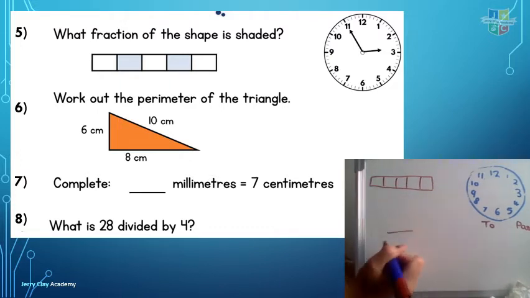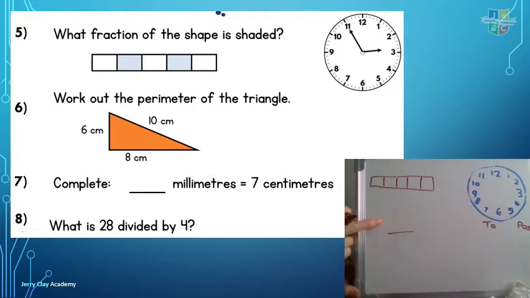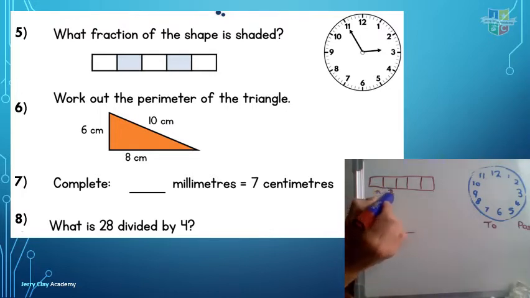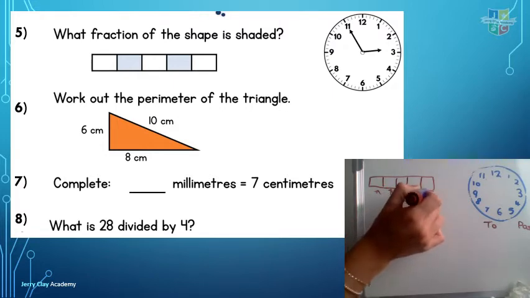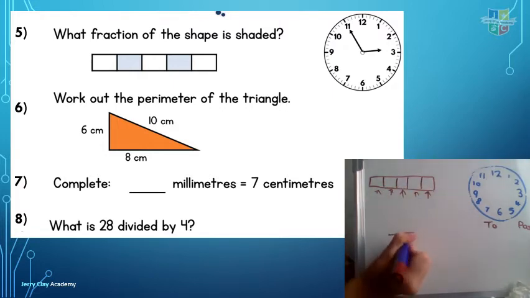So I know a fraction has got a line in the middle, and I've got a number at the top, my numerator, and a number at the bottom, which is my denominator. Now my denominator, the bottom number, tells me how many parts. So if I count how many parts I've got: 1, 2, 3, 4, 5 parts. So I'm going to have 5 as my denominator.